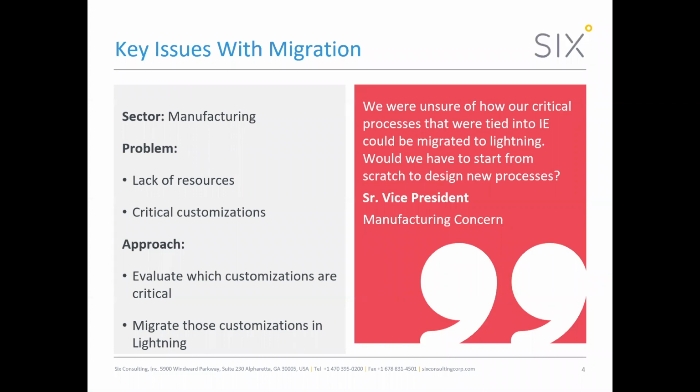So within the manufacturing sector, some of the key issues that were being faced were a lack of resources for the migration, as well as a number of critical customizations that the companies in question faced, and they were concerned about migration. The approach that we took was to evaluate exactly which of those customizations were critical, and then we would migrate those in the priority queue as it is.